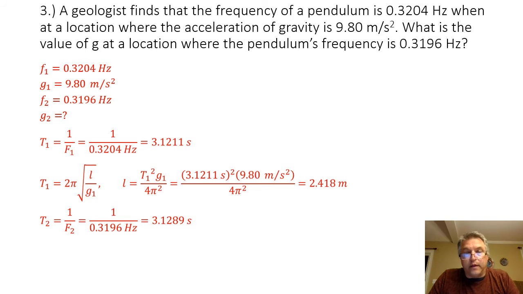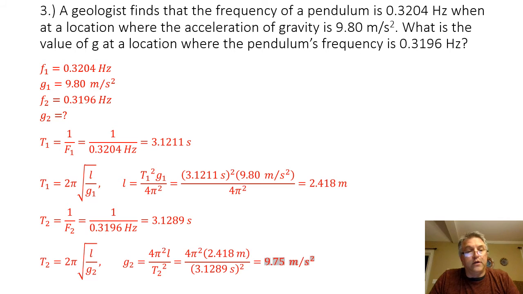Now I know the length of the pendulum. I know the period at the second location. I can solve for g at the second location. So I'm going to solve my pendulum formula for g for the second location, and g is equal to 4 pi squared times L divided by T squared. I plug my values for the second location into that formula, and I'm going to get a value of g, or gravitational acceleration, of 9.75 meters per second squared.